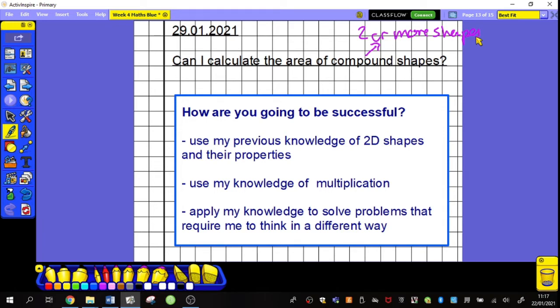How are you going to be successful? You're going to use your previous knowledge of 2D shapes and their properties. We're going to be using our knowledge of multiplication and our formula that area equals height multiplied by base. And we're going to apply our knowledge to solve problems, and some of these problems will require you to think in a slightly different way.